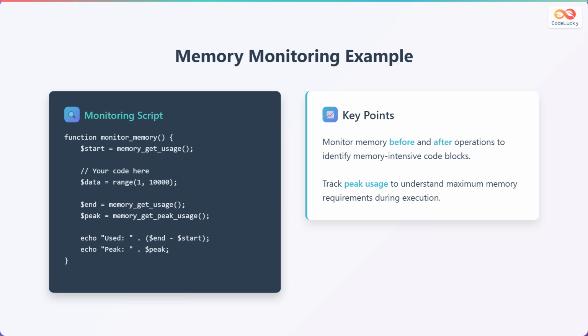Get the peak memory usage with memory_get_peak_usage and assign it to the peak variable. Finally, display the memory used by subtracting the start memory usage from the end memory usage. Display the peak memory usage as well. Key points to remember are: monitor memory before and after key operations to pinpoint memory-intensive blocks of code, and track peak memory usage to understand the maximum memory your script requires during execution. This helps in identifying potential bottlenecks and optimizing resource allocation.